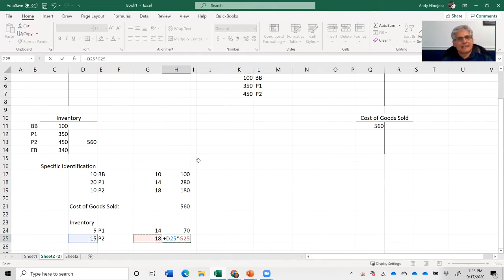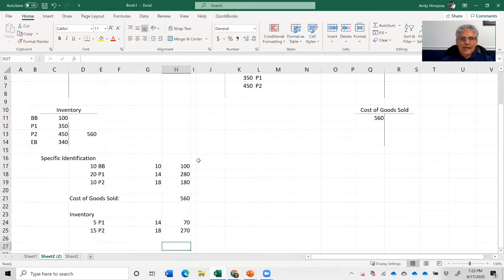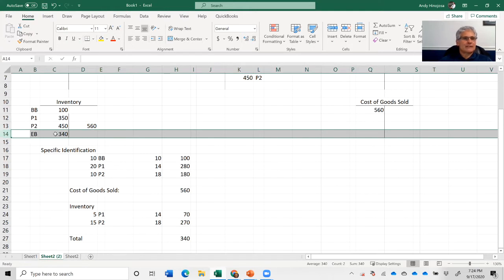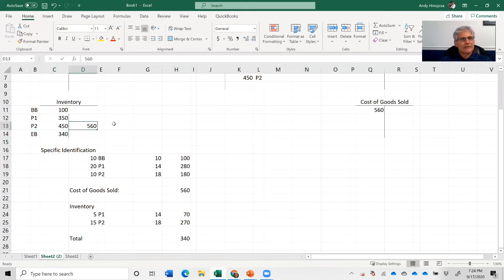15 times the 18 is $270. So we're going to add the total of inventory, and that should equal $340. Now, what is it that we need to know? Well, lo and behold, look what our ending balance is that we had already computed. When we took the 560 out and put it into the cost of goods sold of 560, the remaining balance ended up being $340.